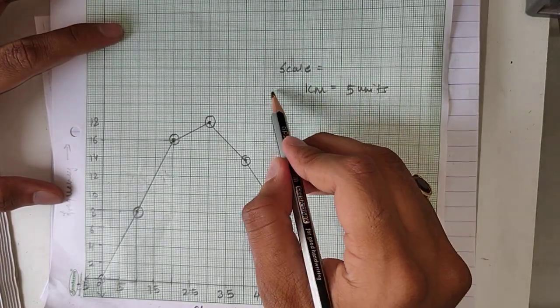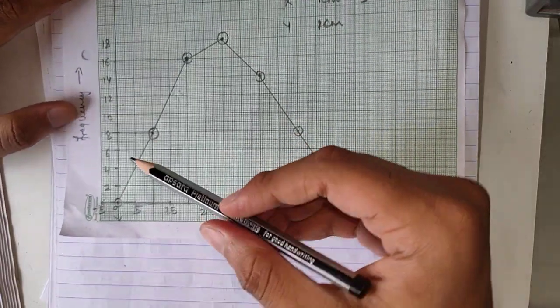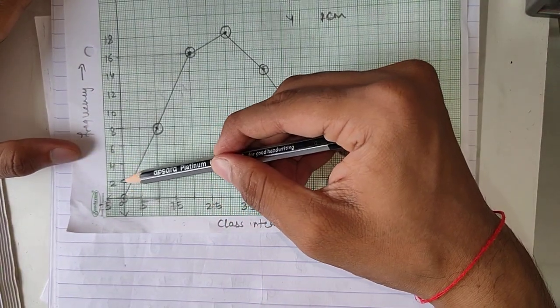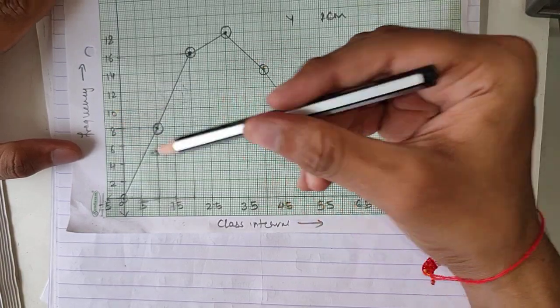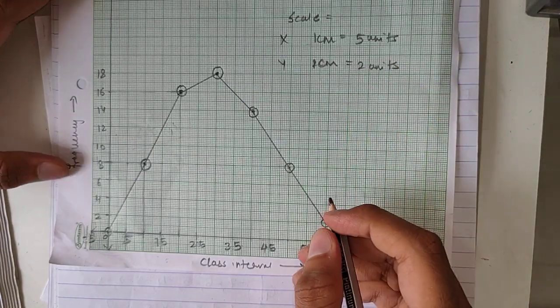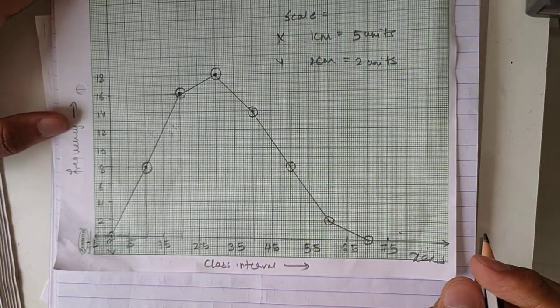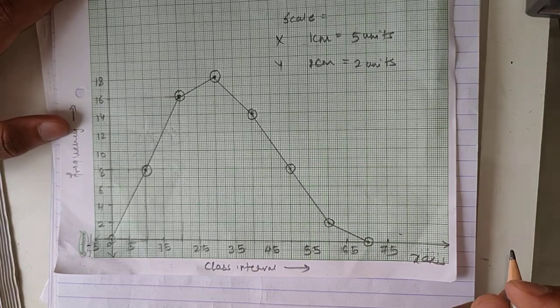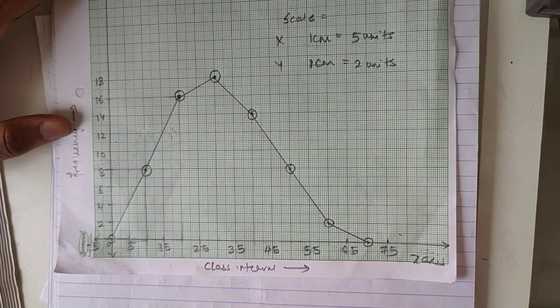This was on the x-axis, and on the y-axis, 1 centimeter is equal to, see how much it is, 0 to 2, 4, 6, 8, means 2 units. 1 centimeter is 2 units. I hope you have understood how to draw a frequency polygon without using a histogram.